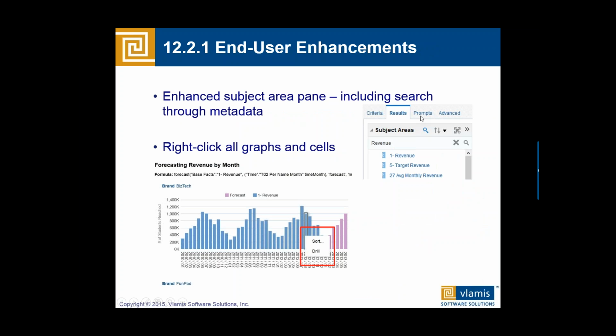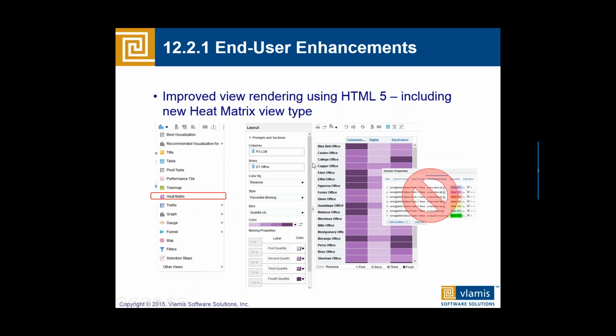So let me go through some of the enhancements that you see in here. There's an enhanced subject area pane. It includes the ability to search through the metadata. If I just click on this little magnifying glass, I can search through the metadata to find some of this. You can also right-click on all the graphs and cells. So now if you want to sort on a specific column or drill down a specific column in a bar graph, you can. That type of thing is new for really all of the visualizations.